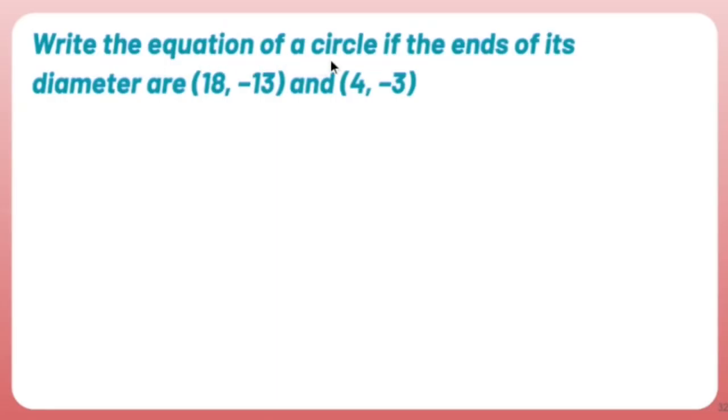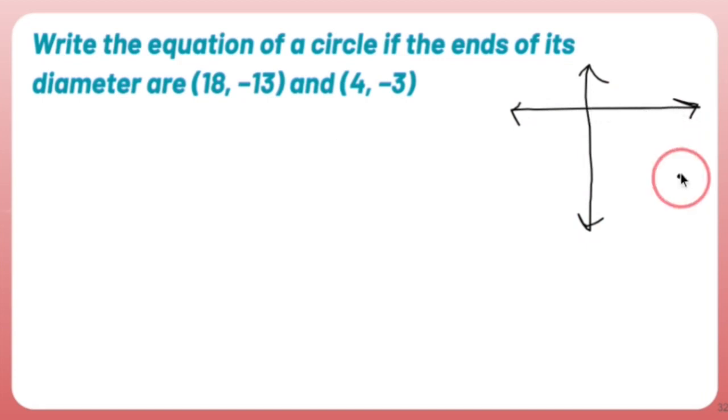Write the equation of a circle if the ends of its diameter are (18, -3) and (4, -3). All right, I'm going to sketch this out the best that I can, without doing too much. (18, -13), I think I said -3. (18, -13) would be somewhere around here. (4, -3) would be somewhere around here.